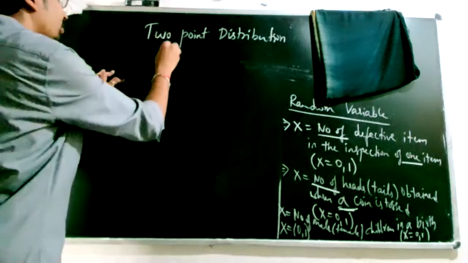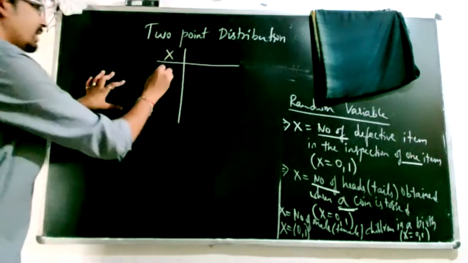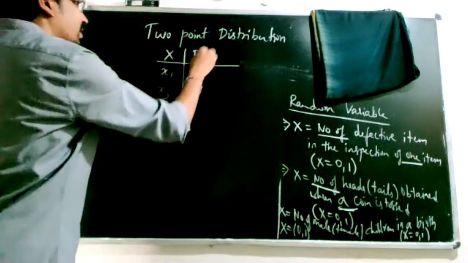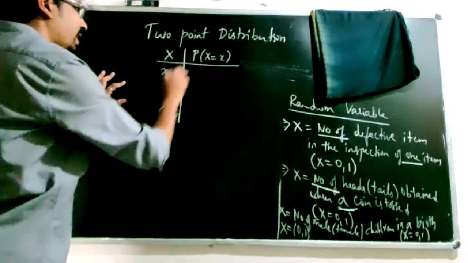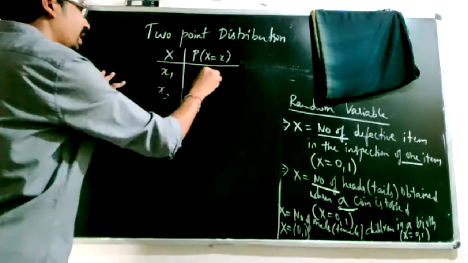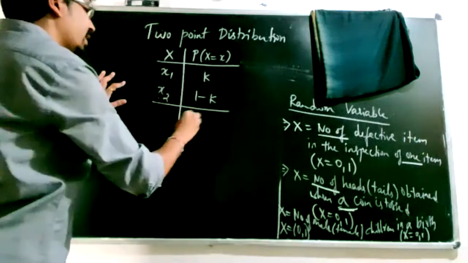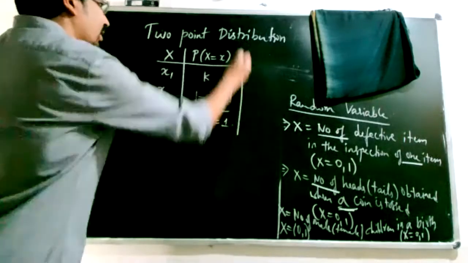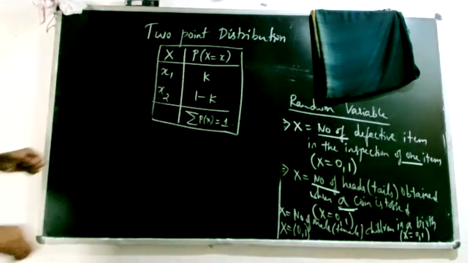A 2-point distribution is a distribution where your X is generally taking two values, say x1 and x2, with certain probabilities, say p of x. If I say x1 is taking probability k, then x2 will be taking probability 1 minus k, so that the total probability is equal to 1. Such a distribution is called a 2-point distribution.